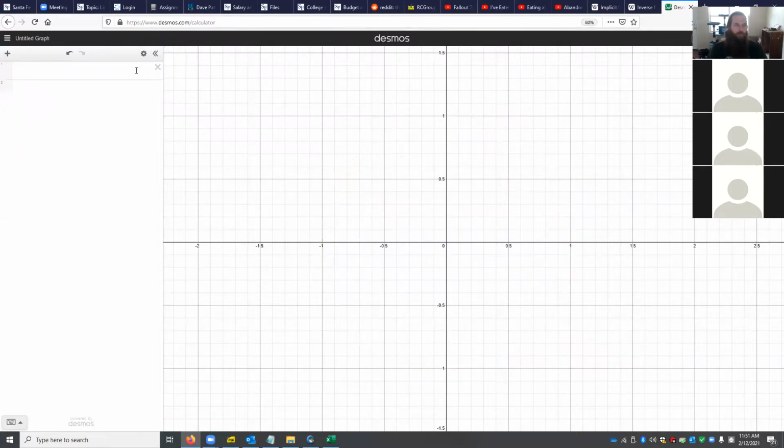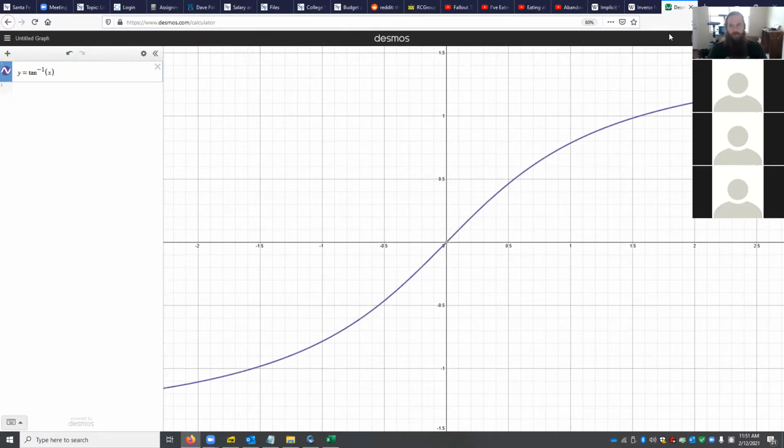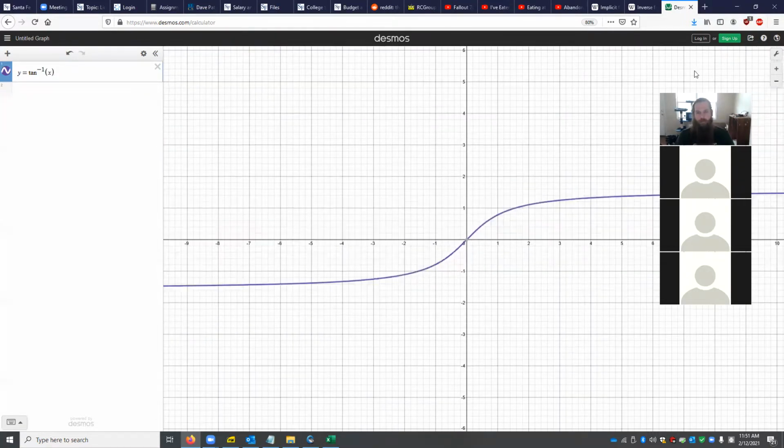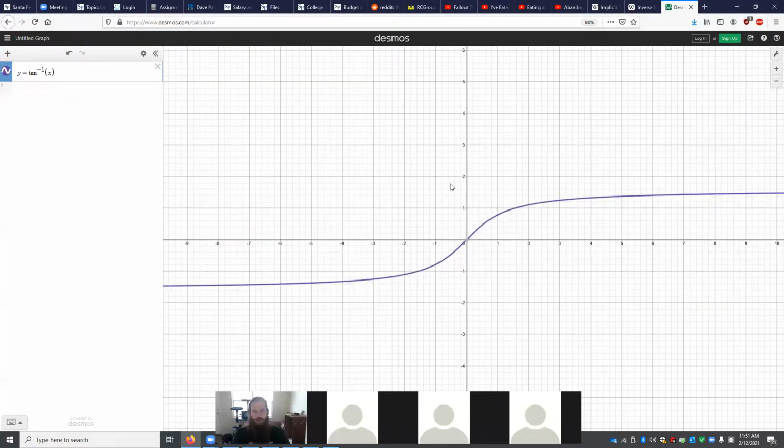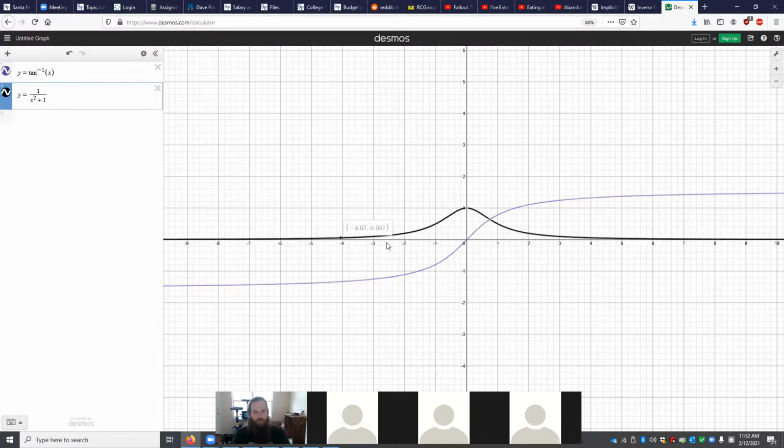So let's look. Here's the inverse tangent function. Okay, remember some of our special limits. It has a horizontal asymptote up here at pi over 2, another horizontal asymptote down here at negative pi over 2. Compare this to y equals 1 over x squared plus 1, the witch of Agnesi. Notice that the inverse tangent function in purple is always increasing. So the derivative is always positive. It's always above the x-axis.